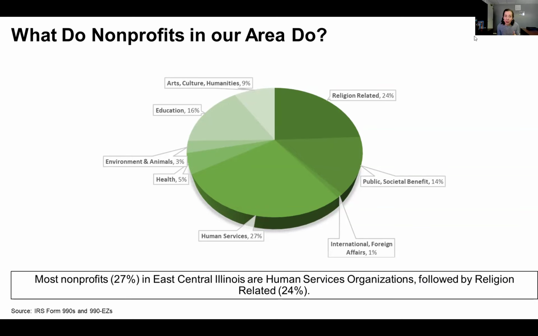Now, religion-related nonprofits comprise the next biggest section of the pie. These are churches, synagogues, mosques, other places of worship that qualify for tax exemption based on their religious purpose. So examples would be CU Christian Church, Sinai Temple. The very smallest section of the pie here are organizations that are doing international or foreign affairs. So these are providing humanitarian aid and exploring policy development in foreign countries.